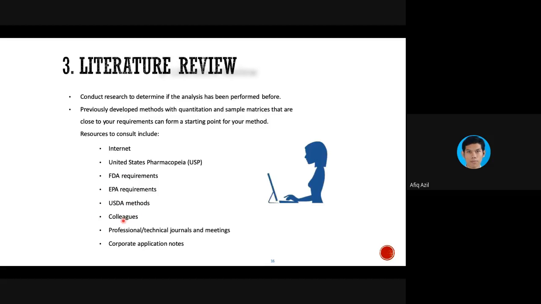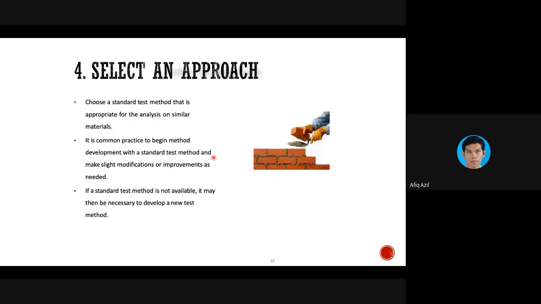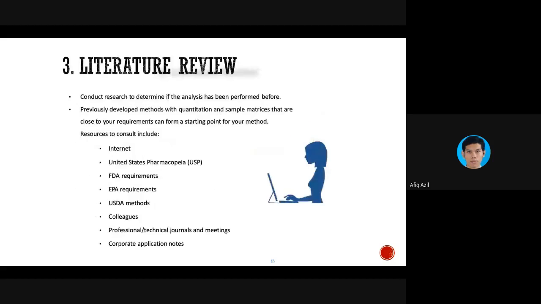Okay, and then EPA requirements, USDA methods. Colleagues, you can ask your friends as well, and professional technical journals and settings, or in fact corporate application notes. Okay, so these are some of the references that you can use to find the method that is suitable for your use. Next is select an approach. So from here, don't just take one only. Have a few methods that you can later on see in detail before choosing.